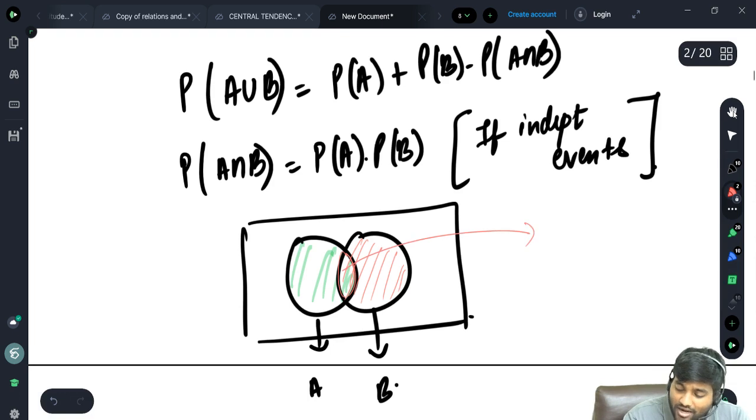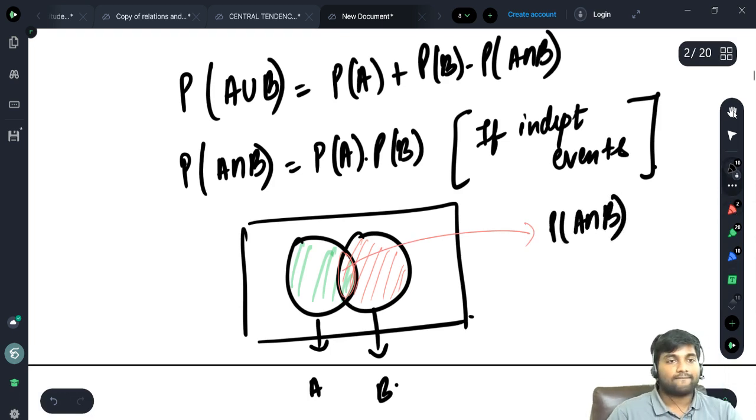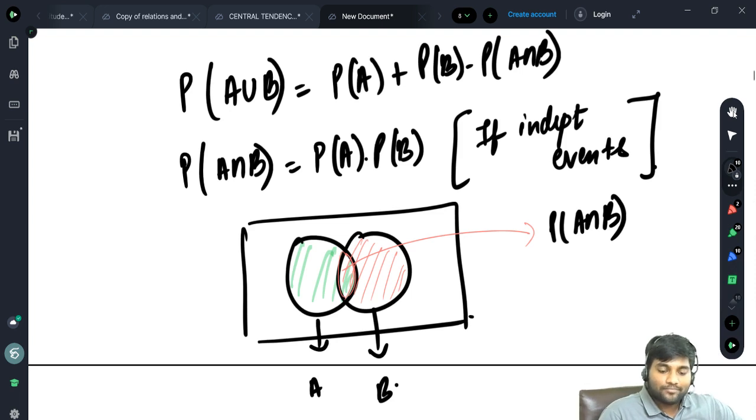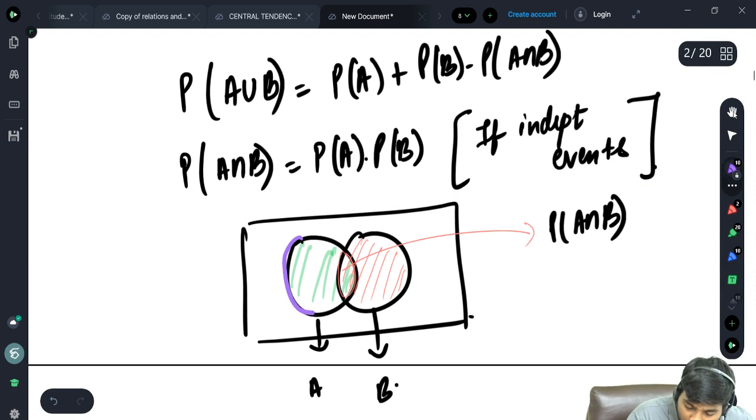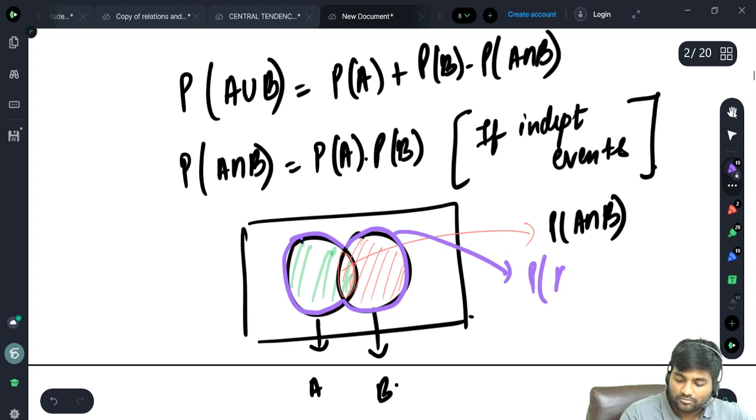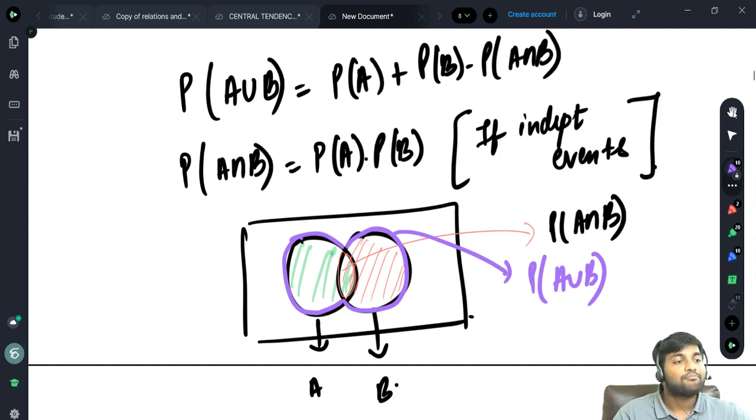This region is called... okay, and this whole part is called what? Very good. Clear? Basic probability.